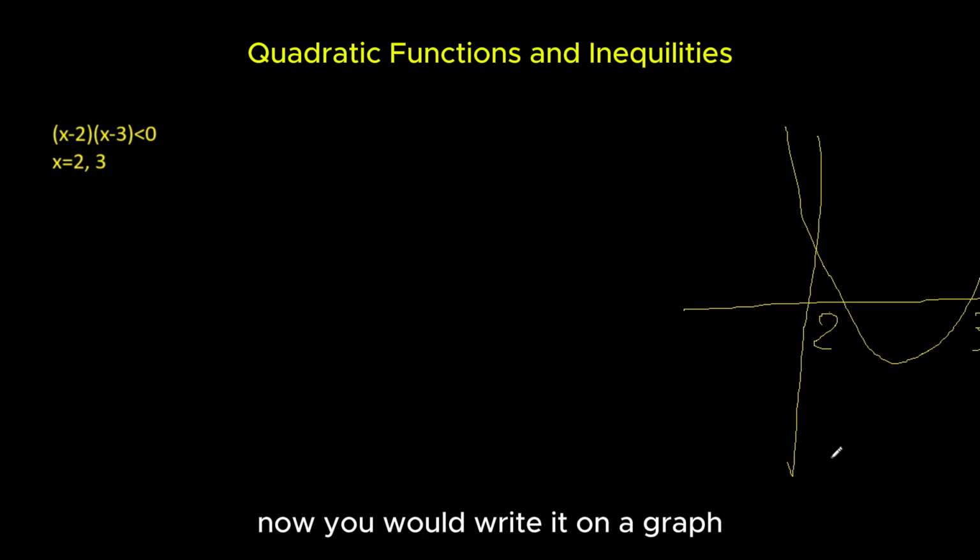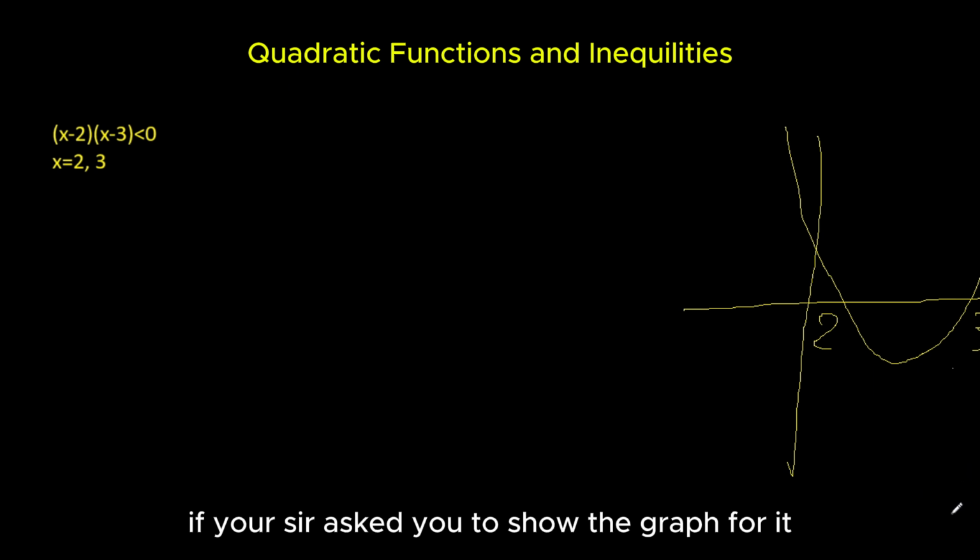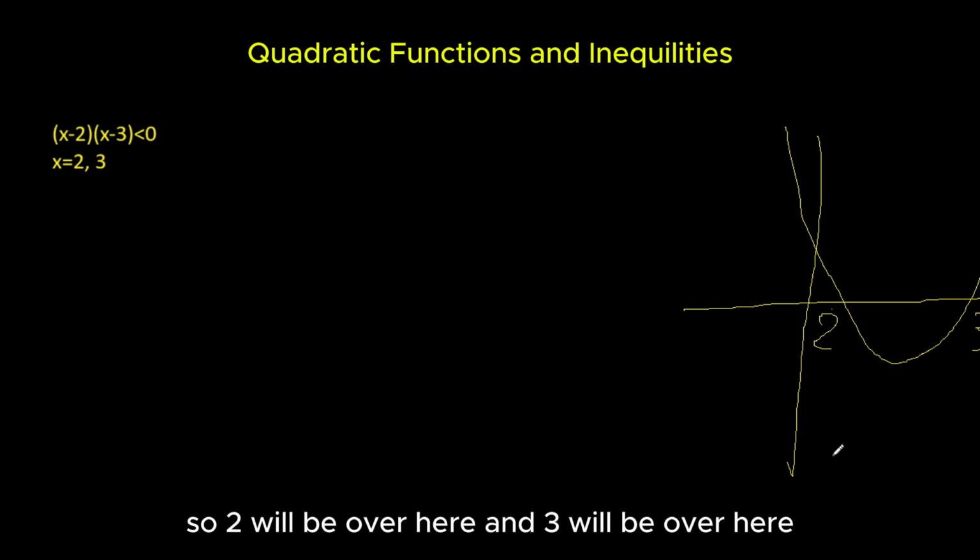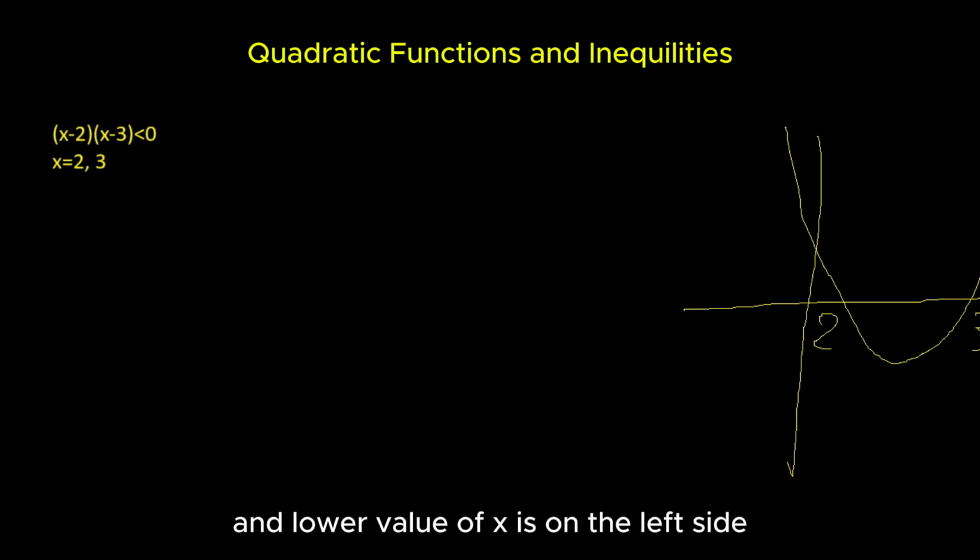Okay, now you would write it on a graph if your sir asks you to show the graph for it. So 2 will be over here and 3 will be over here because 2 is less than 3, and the lower value of x is on the left side because x is lower on the left side. So how do you do the rest of it now?